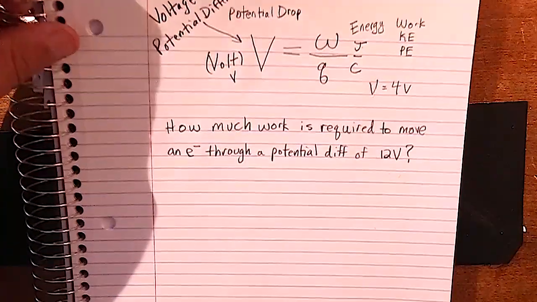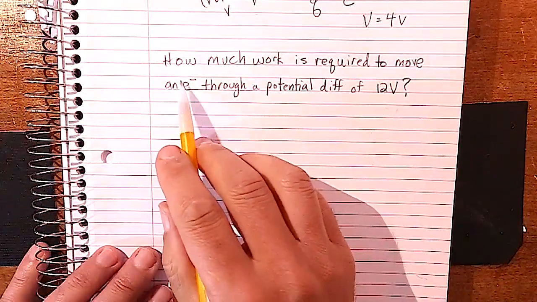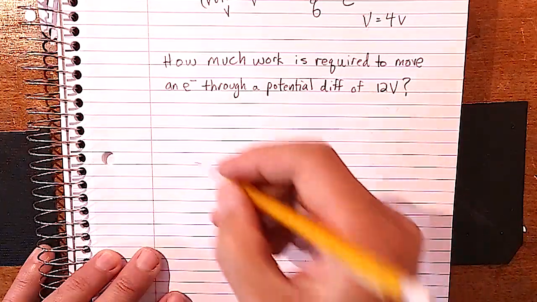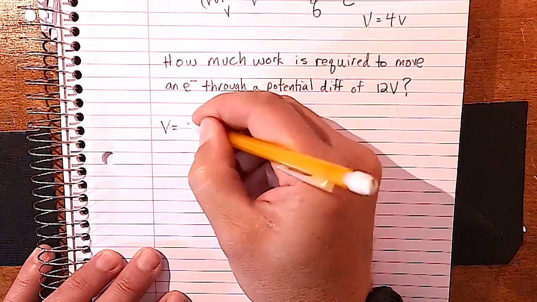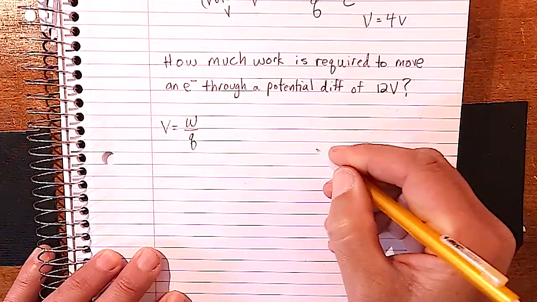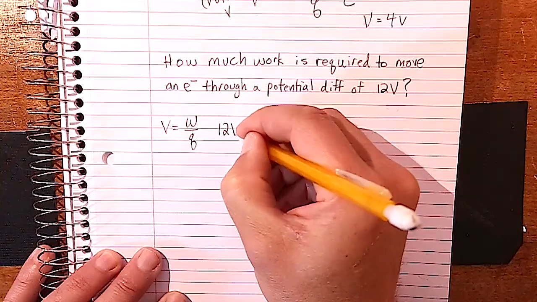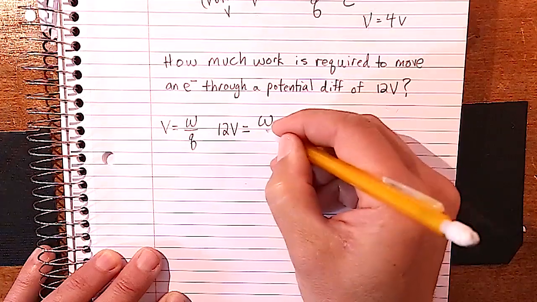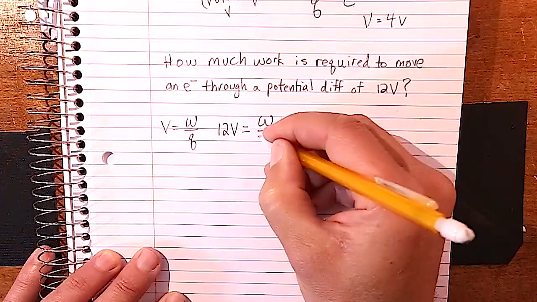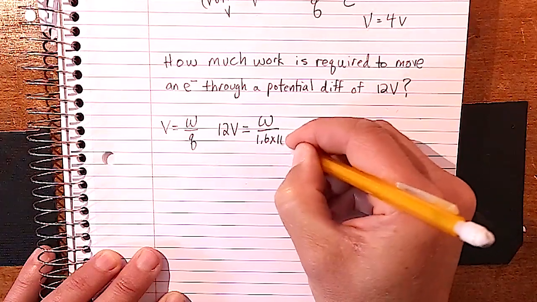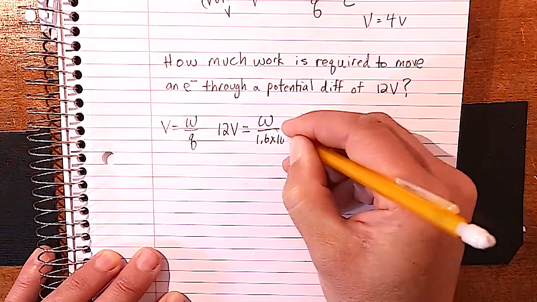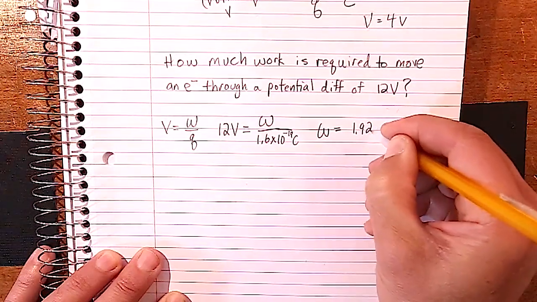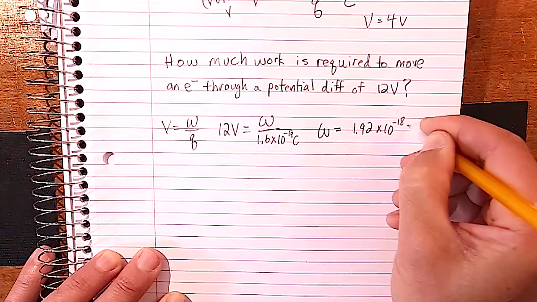So let's go ahead and solve a problem. It says how much work is required to move an electron through a potential difference of 12 volts. Well, we know our formula is V equals W over Q. So we have a potential difference of 12, so we throw in the 12. We're looking for the work required. That's going to be our energy. It's an electron, so we know that the charge is 1.6 times 10 to the minus 19th coulombs. And when we do the math on that, we get 1.92 times 10 to the minus 18th joules.